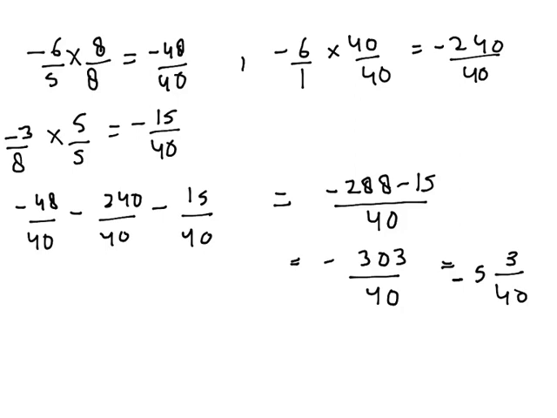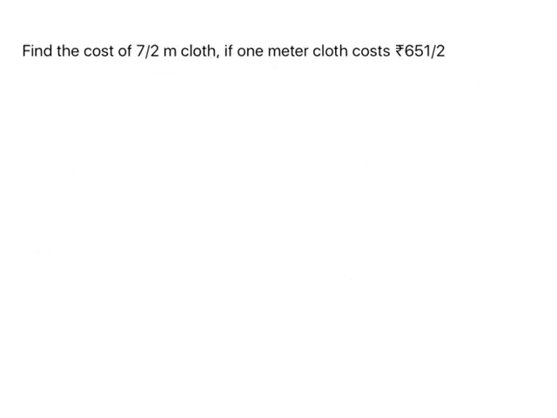Sorry, I made a mistake over here. When we solve into the mixed number, we will get negative 7 whole 23 by 40 as a mixed number. Previously I did the fraction wrongly, sorry for that. So the final answer will be negative 7 whole 23 by 40. But here 303 divided by 40 is also the same, correct answer.